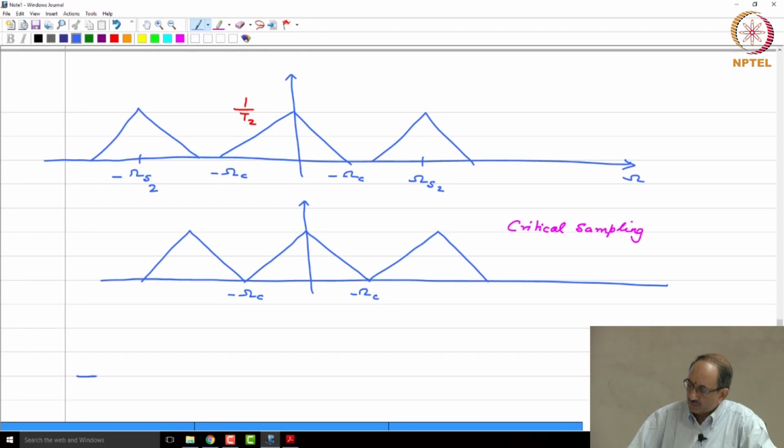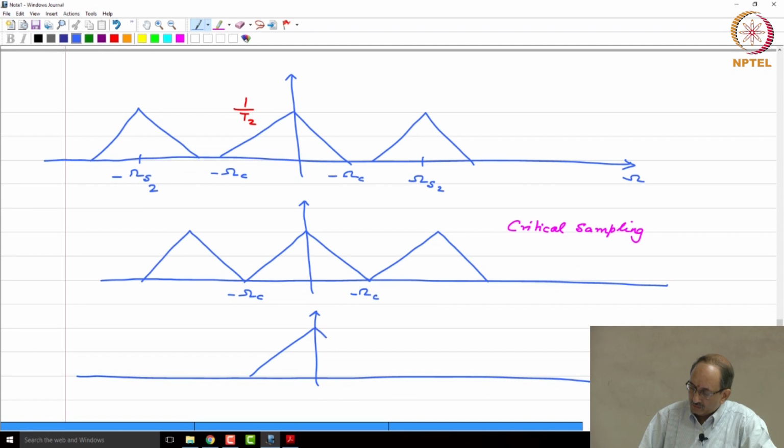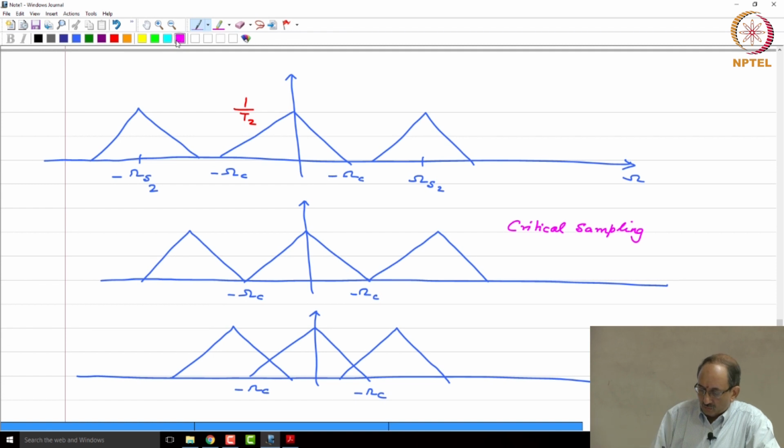and the other case of course is undersampling. So, you have minus omega c to plus omega c, you have not sampled it enough, so that the repetitions occur so much sooner that they overlap, and this is what is called undersampling. Again, in these last two plots I have not shown the corresponding scale factor. Scale factor is implied. Here I am focusing on the overlap part.